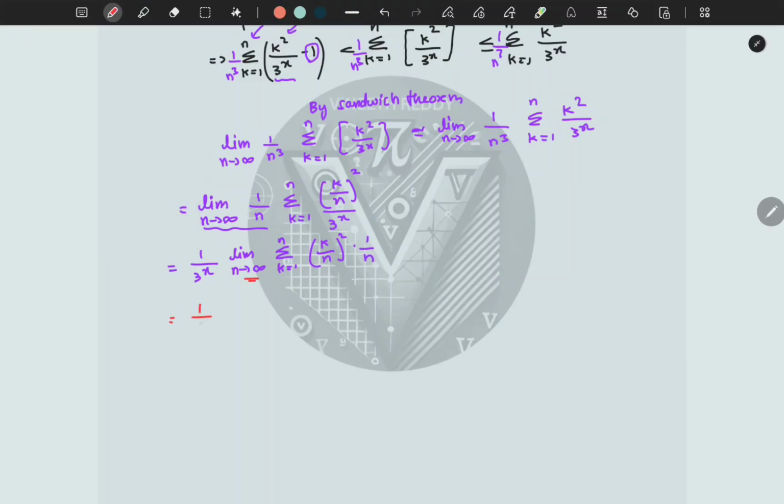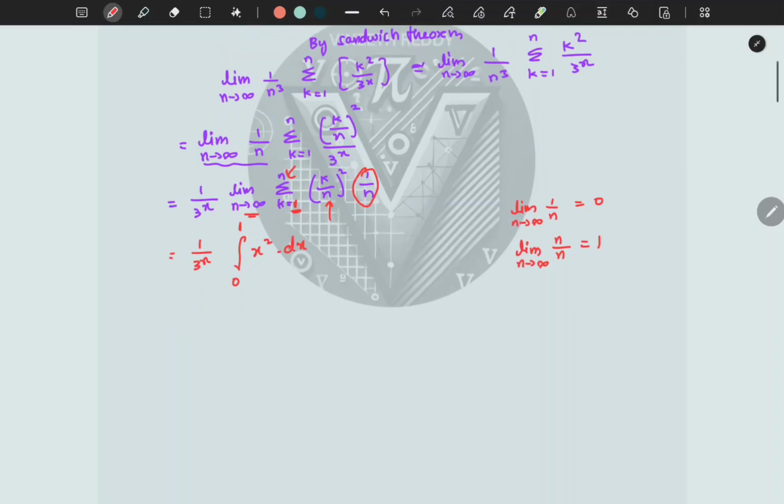Since it's an infinite series, we can write this as an integral. Now the lower limit will be, taking k as 1, 1 by n as n approaches infinity. That means this will be 0. And for the upper limit, we will be taking n by n, which should be 1, right? And what does this mean? k by n is nothing but x, and 1 by n will be dx, as per the definite integration property.